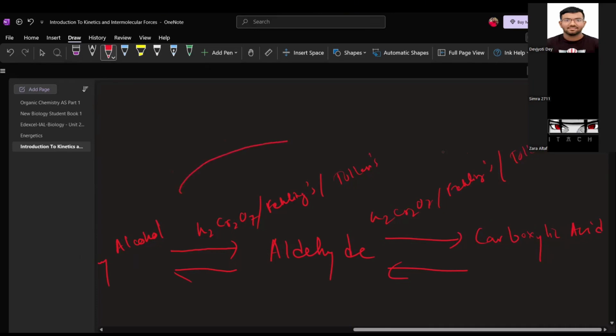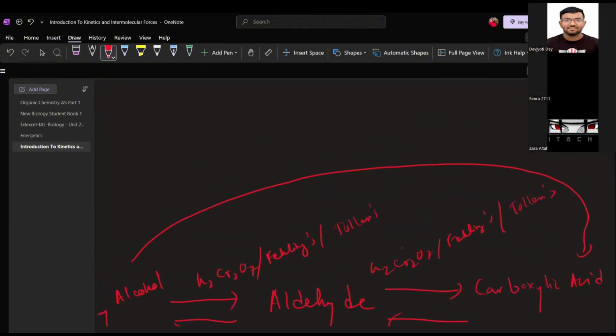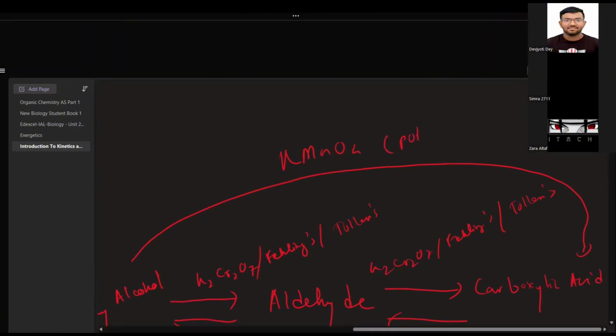There is another oxidizing reagent which you can easily use in order to convert primary alcohol directly to carboxylic acid without getting aldehyde, and that is very strong. It's much stronger than these three, which is KMnO4, potassium manganate(VII). These are some facts you should remember, basically.